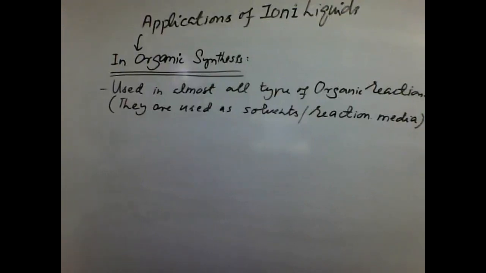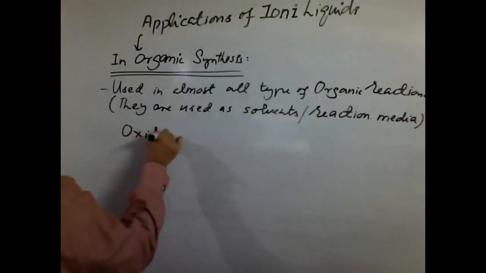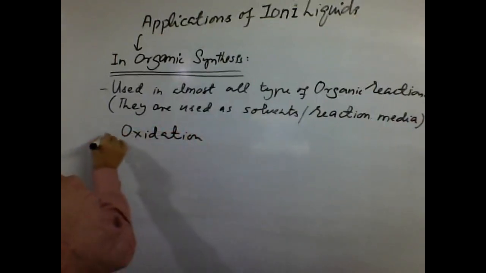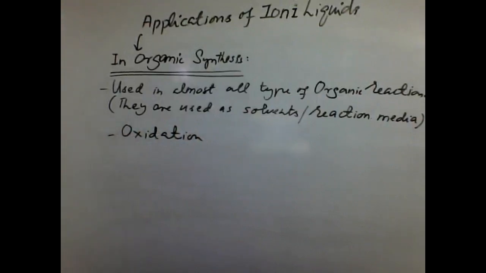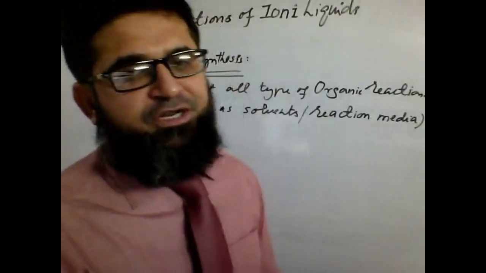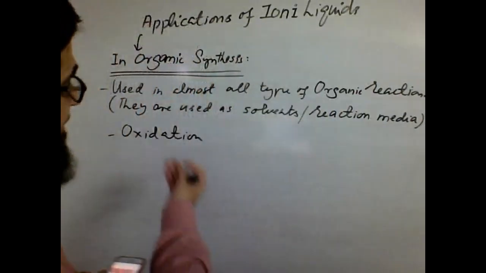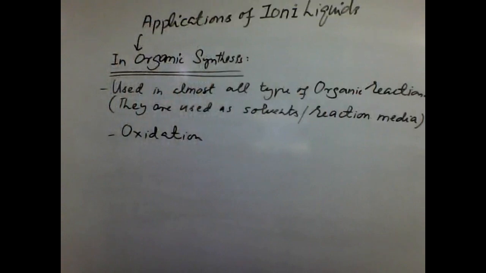Then there are some examples where oxidations have been performed by using ionic liquids, as with hydrogenation. People have performed oxidations as well. We have an idea, oxidations are also one of the main reaction categories that is frequently performed in organic chemistry. So oxidations could also be done using ionic liquid as reaction media.